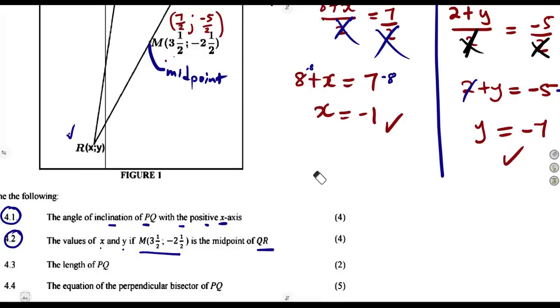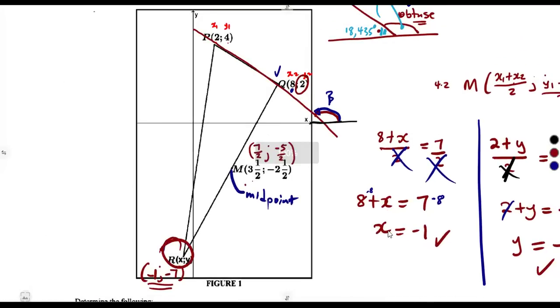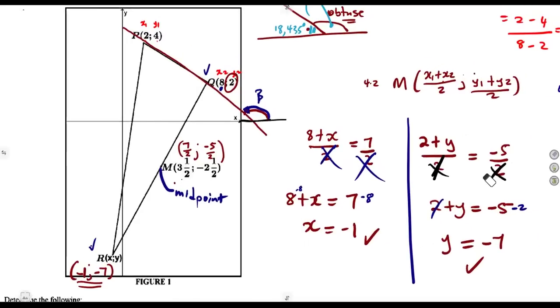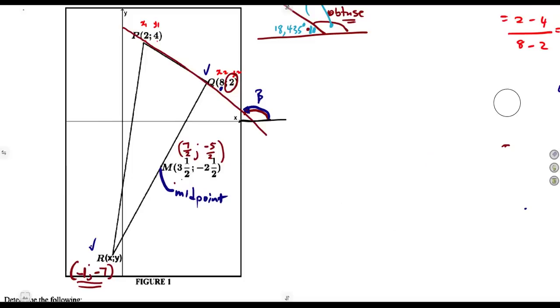If you want to write this as a point, it simply means our point R: our x is minus 1, and our y value is minus 7. Does it also make sense? Where we find this R, is x negative here? Yes, x is negative. Is y negative? Yes, we are on the negative side. So it does actually make sense. So this is how we find this, guys. Just like that. From the midpoint, you calculate as if, let's say, the question was to calculate the midpoint of this.